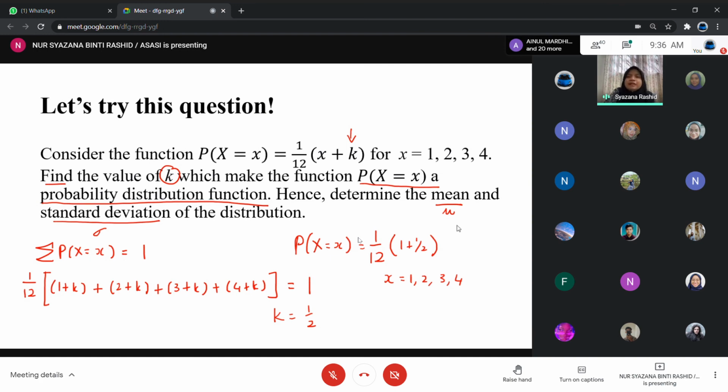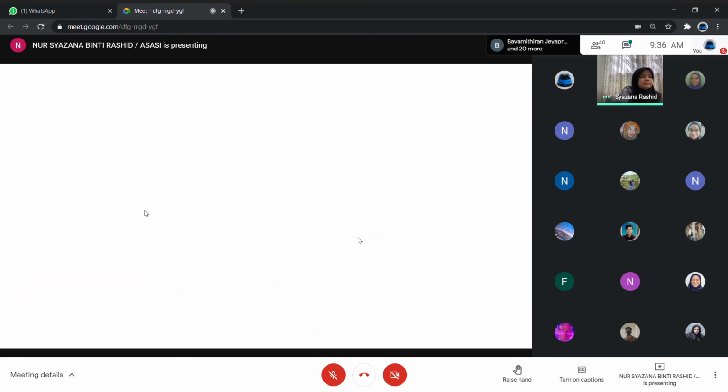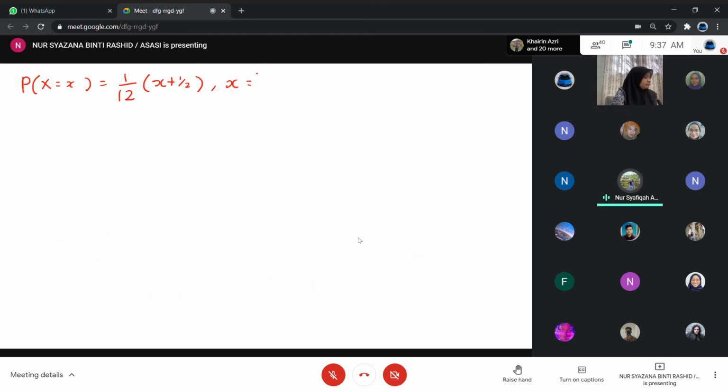Kenapa nak construct table? Dia tak suruh pun, dia tak kata pun kat sini construct the probability distribution. Memang dia tak suruh tapi kan dia tanya mean. Kan dia tanya mean and standard deviation. So perlulah ada table. Okay, so kita nak construct table. So I tulis balik function dia tadi. Satu, dua, tiga, empat kan? Ya.